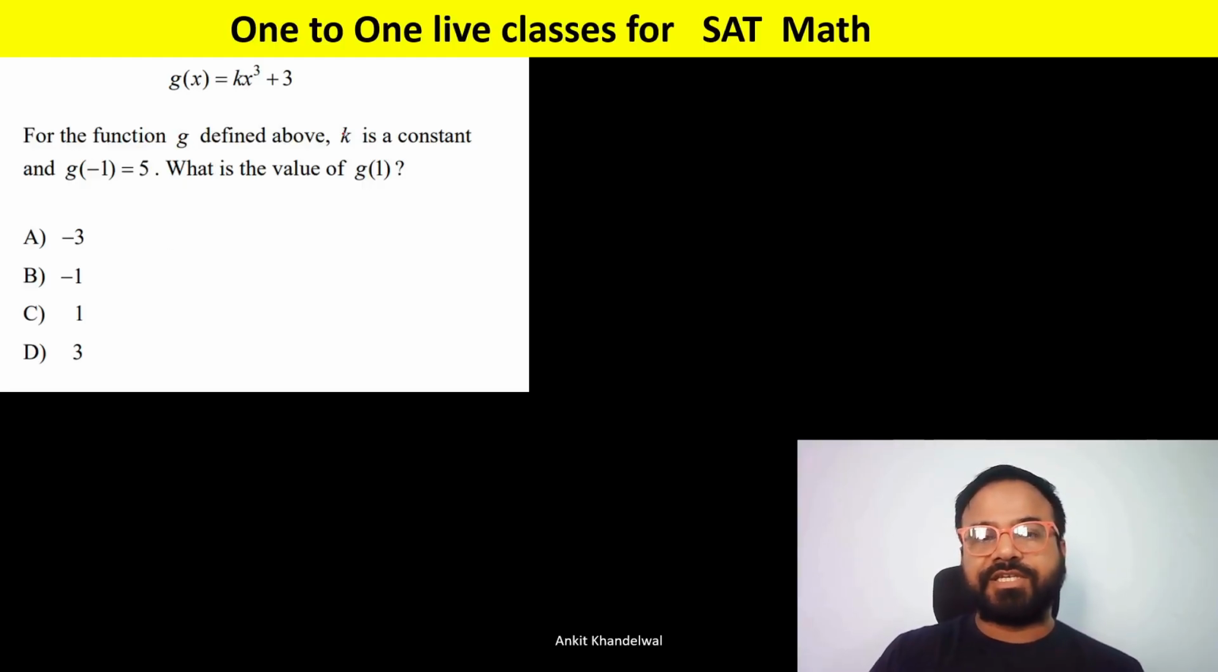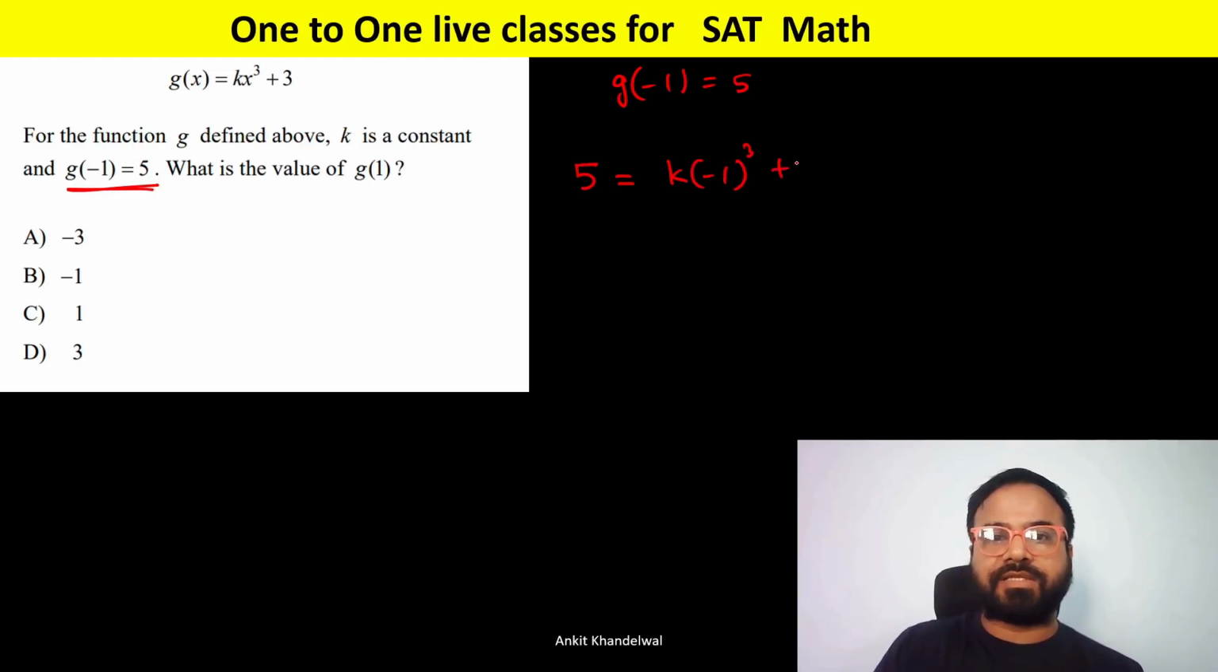For the function g defined above, k is a constant and g of minus 1 is equal to 5. What is the value of g of 1? So first we have to calculate what k is, and then we will calculate g of 1. So to calculate the value of k, it is given when the input value is minus 1, output is 5. So g of minus 1 is equal to 5. So we will be replacing x with minus 1, and g of minus 1 will be 5. So 5 is equal to k times (minus 1) cubed plus 3. So 5 minus 3 is equal to negative k. So 5 minus 3 is 2, so k is equal to negative 2.